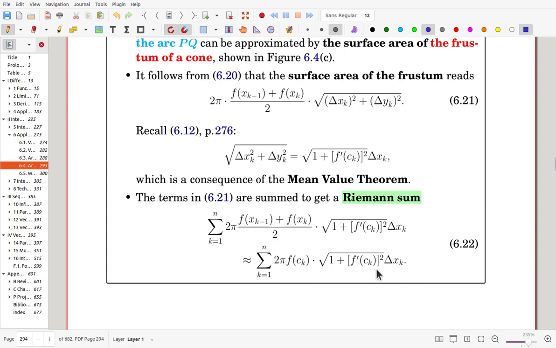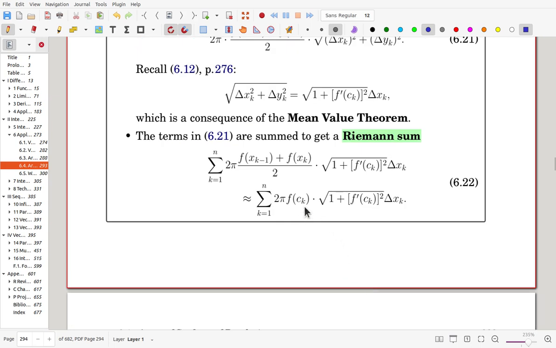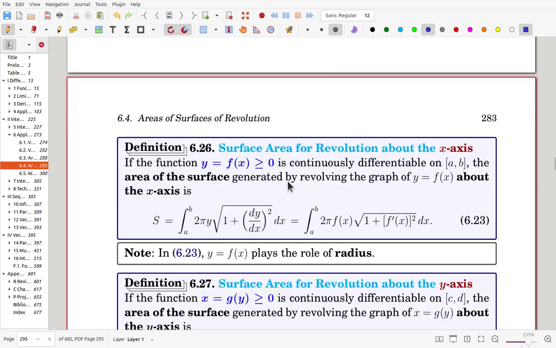Now, this is a Riemann sum, and we try to take a limit. When you take a limit, ck will be changed into x, and delta x changes to dx. So here we have a definition. The surface area for revolution about the x-axis: y equals f(x), non-negative and continuously differentiable over the interval. Then the area of the surface generated by revolving the graph about the x-axis is given in this way.